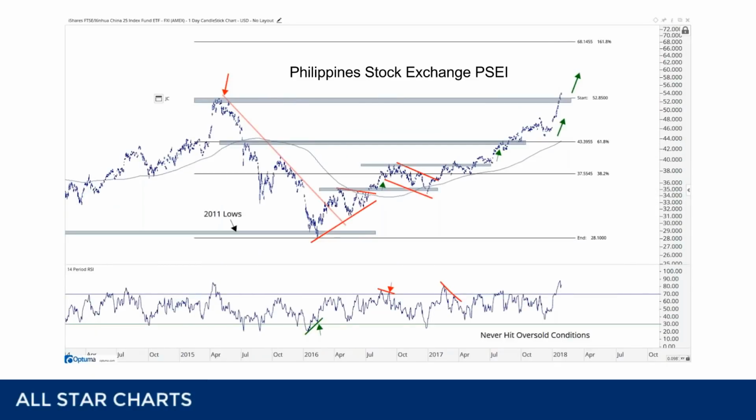So here's a closer look at the Philippine Stock Exchange. Excuse me, this is not the Philippine Stock Exchange. I screwed that up again. Jeez, JC. Not on my game. This is actually China, excuse me. So this is the FXI China. And here's the former highs in 2015. And we are now breaking out above that. So sorry about this. This is FXI. And if we're above 53 in FXI, we want to be long. I think we're going to 68.